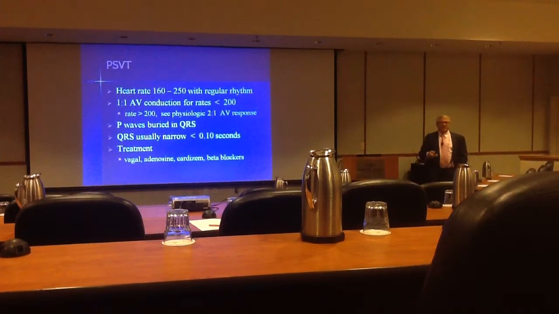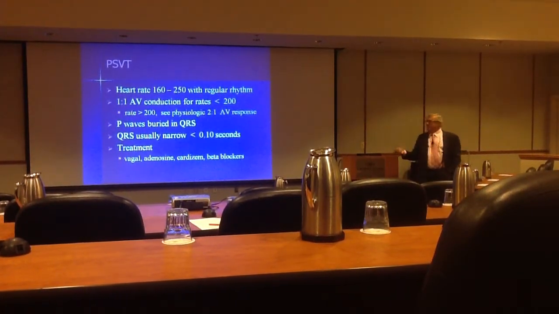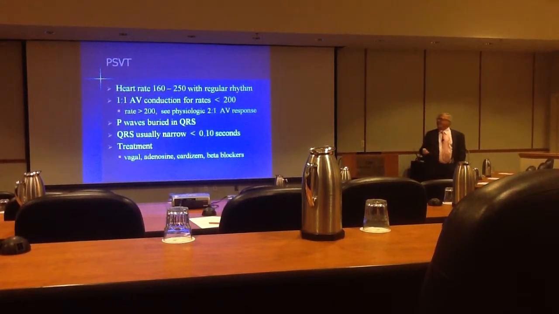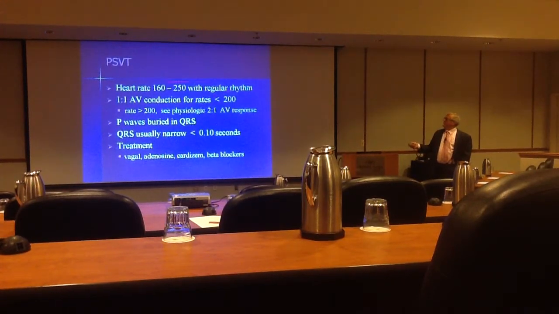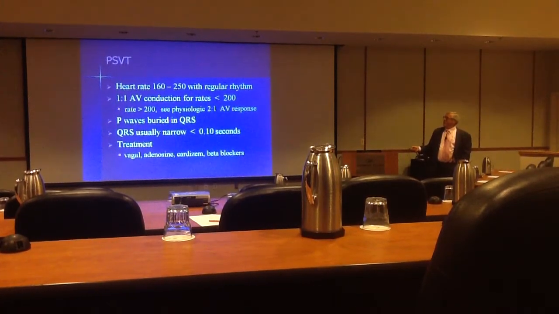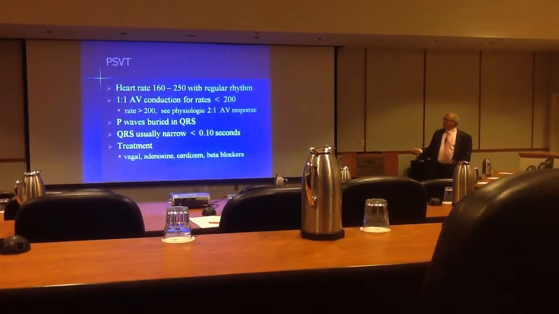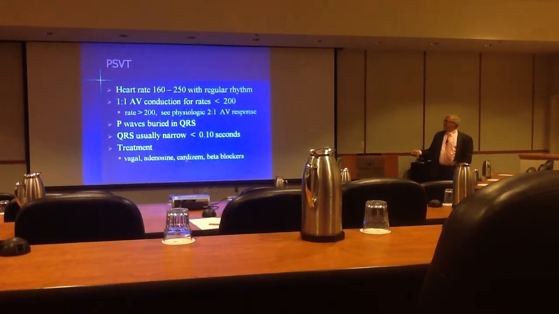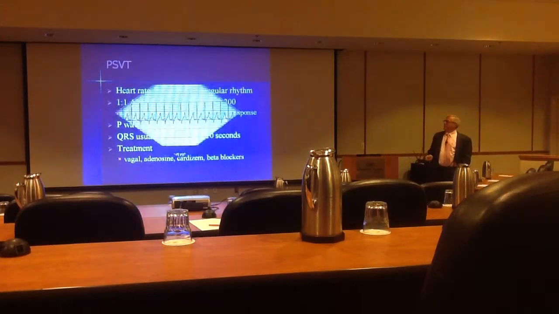Now PSVT, some of the things that you may see when you give somebody too much epinephrine, you can develop a very, very fast rate but a regular rhythm, or it can be a disease state. Basically, you're just having a very, very fast heart rate. You don't see P waves when it gets very fast because there's not enough room on the graph paper, so they're buried in that QRS complex. And the QRS complex is basically very narrow. And treatments of those things, you could use vagal maneuvers, you could use adenosine, you could use a calcium channel blocker to slow that rate down, you could use a beta blocker to slow that rate down.